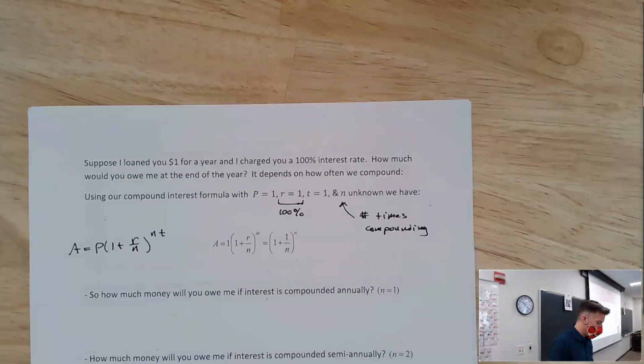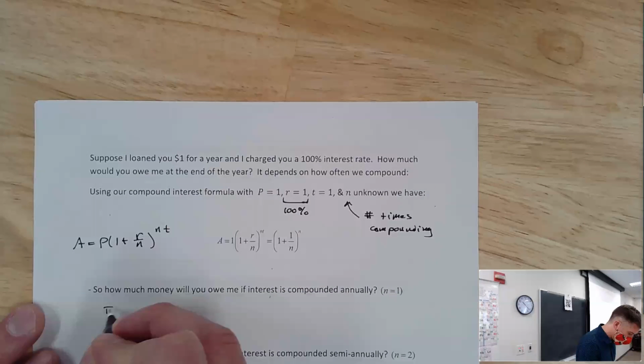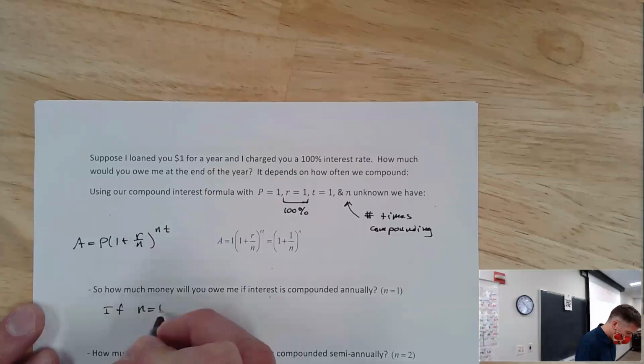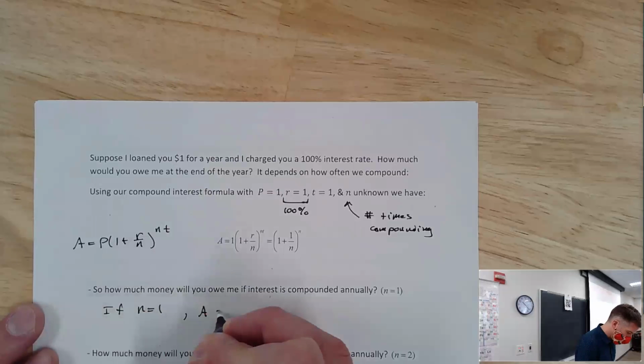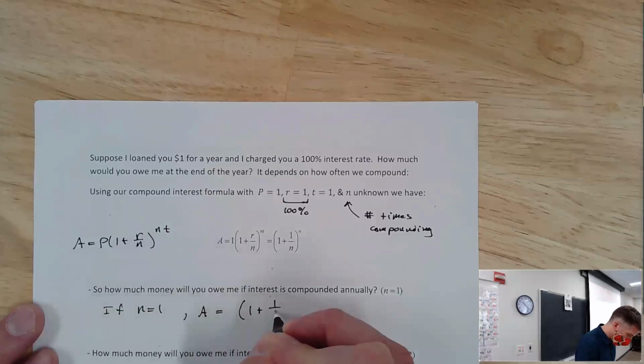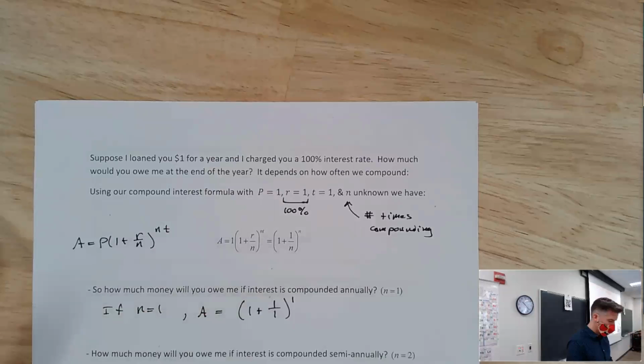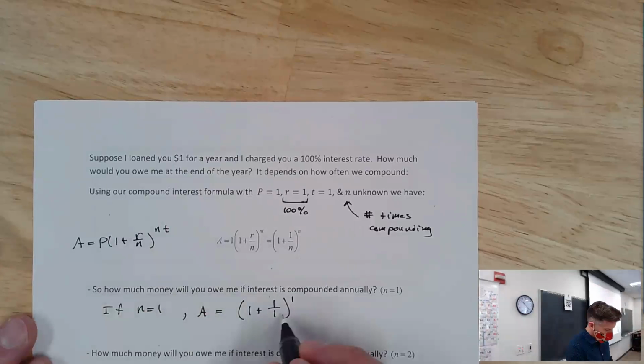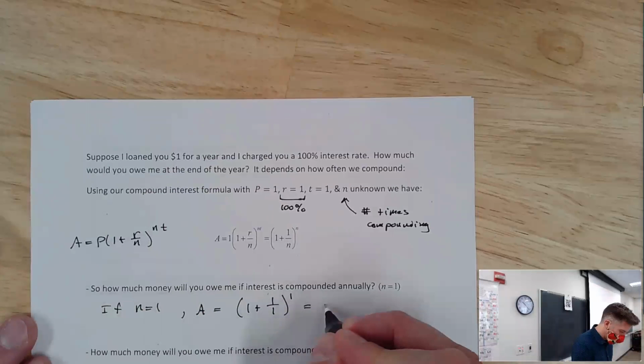So let's find the easy answer. How much money will you owe me if we only compound the interest annually? Well, we already said the answer, right? It's going to be $2, the $1 I lent you plus the $1 of interest. But let's see that the calculation actually works. So if n equals 1, the amount is going to be 1 plus 1 over 1 to the first power. 1 over 1 is 1, 1 plus 1 is 2, 2 to the first is $2.